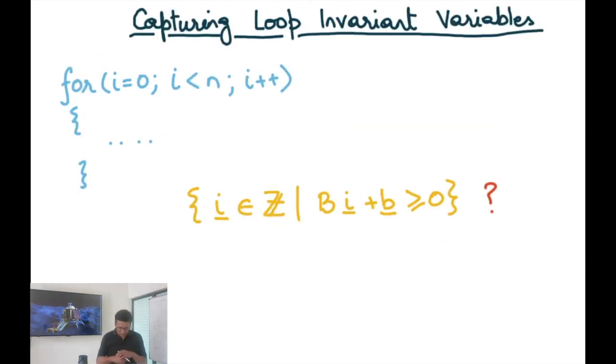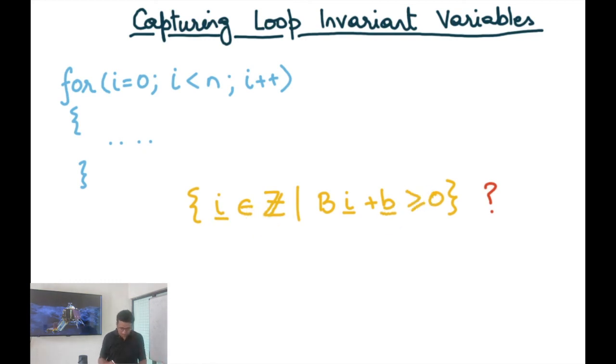Now, one last thing. How about loop invariant variables? So far, for my capital B and small b, I have said that they need to be constants. But what about i equals 0, i is less than n, i plus plus? Here n is neither a loop iteration index variable, nor is it a constant. How do I capture that? Does it fit in our framework or our representation of I belonging to Z to the power d? Here d is just 1, so I belongs to the set of integers, such that Bi plus b is greater than or equal to 0.